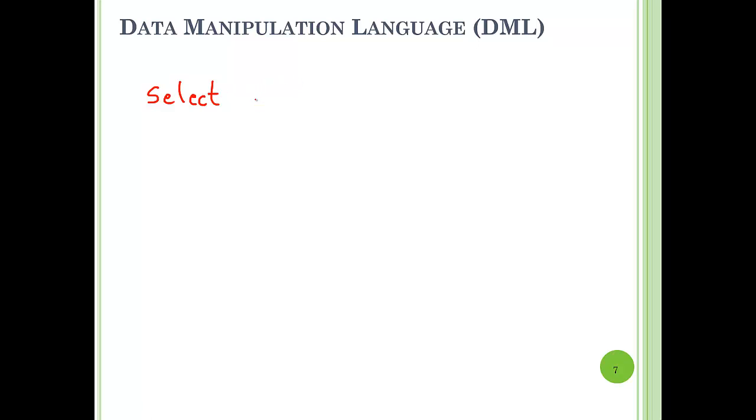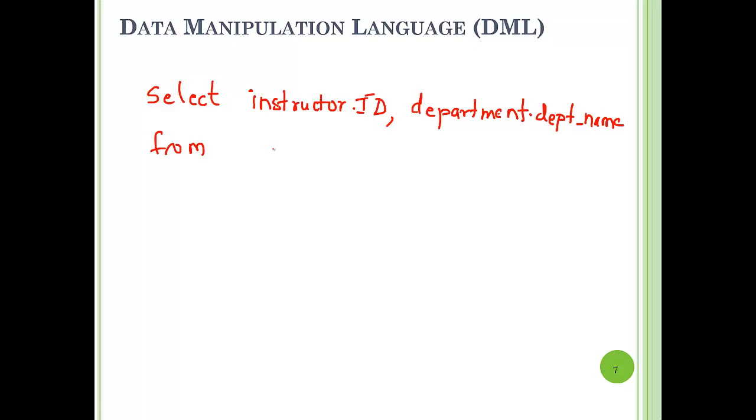Now here you have table name dot attribute: instructor dot ID, comma, department dot department name. And these two attributes belong to their respective tables. ID belongs to the instructor table and department name belongs to the department table.